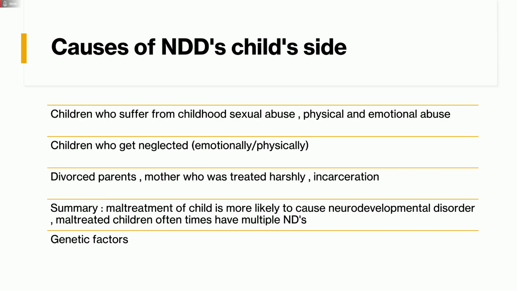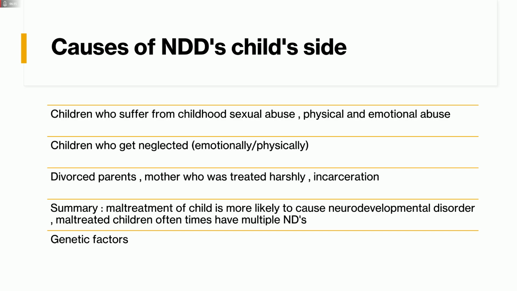Now, on the child side, what causes neurodevelopmental disorders on the child side. Children who suffer from child sex abuse, physical abuse, and emotional abuse can have neurodevelopmental disorders. Children who get neglected emotionally and physically, where the child is crying but the mother doesn't help them.